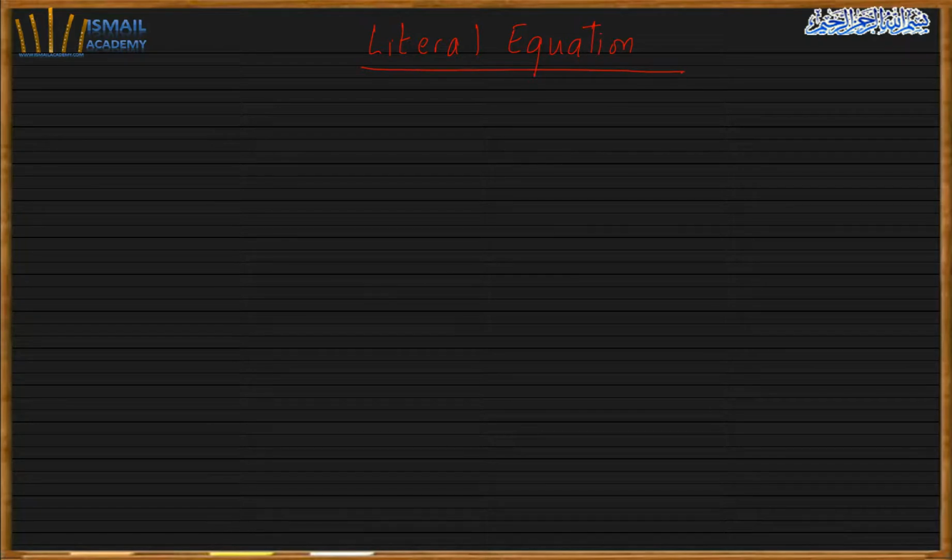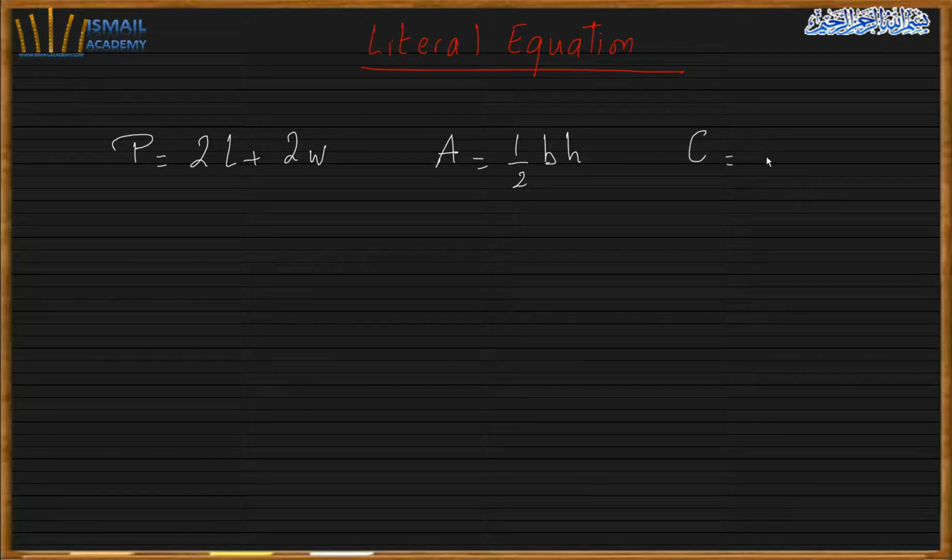It is an equation with more than one variable. For example, the formula of the perimeter of a rectangle, P equals 2L plus 2W, or the area of a triangle, which is half base times height, or the circumference of a circle, 2 pi r. Those are examples of literal equations.